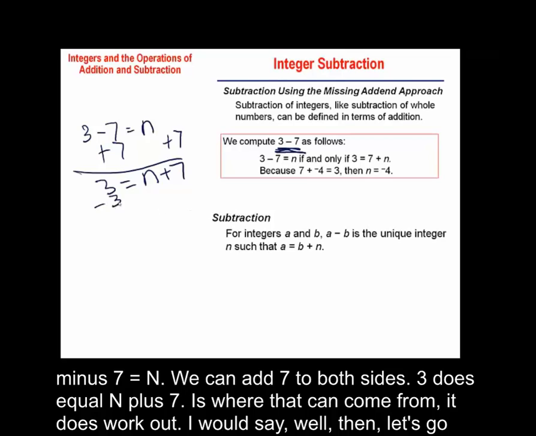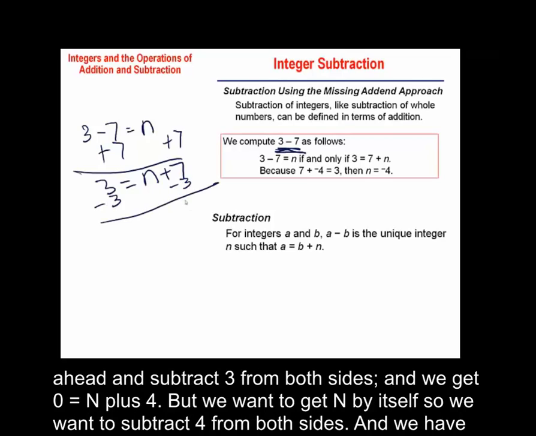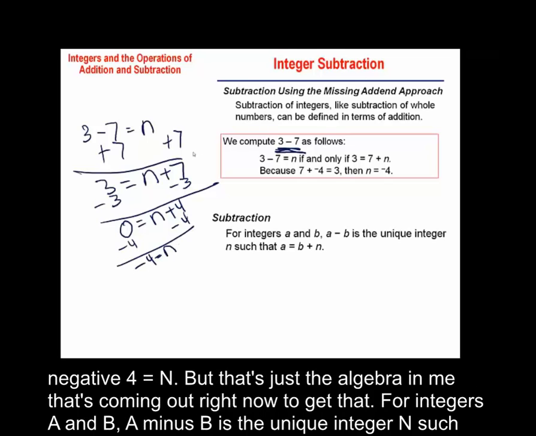I would say, well, then let's go ahead and subtract 3 from both sides, and we get 0 equals n plus 4, but then we want to get n by itself, so we have to subtract 4 from both sides, and we have negative 4 equals n, but that's just the algebra in me that's coming out right now.